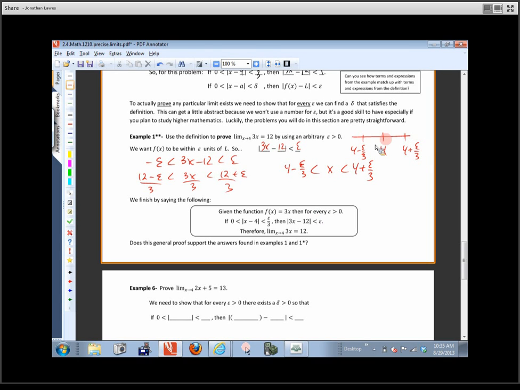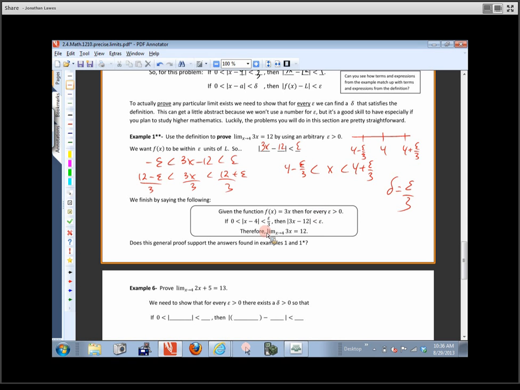Yeah, you go the same amount in either direction. What's delta in both cases? Epsilon thirds. I added epsilon over 3 and I subtracted epsilon over 3. So that makes delta equal to epsilon over 3. And I've written all this down so you don't need to write anything down there.